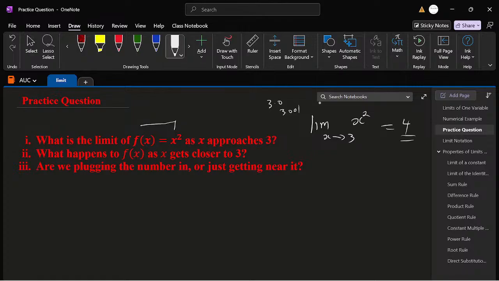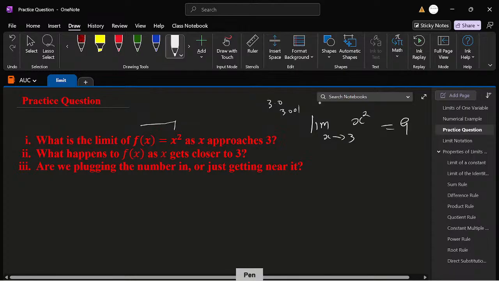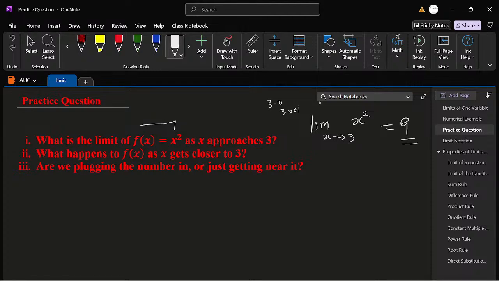Then what happens to f of x as x gets closer to 3? So f of x gets closer to, sorry, the limit is 9 rather. So f of x moves closer to 9. Okay? And some people may want to use direct substitution. Okay? So that's true. But even if f of 3 wasn't defined, we can still find the limit by getting close to 3. Okay?